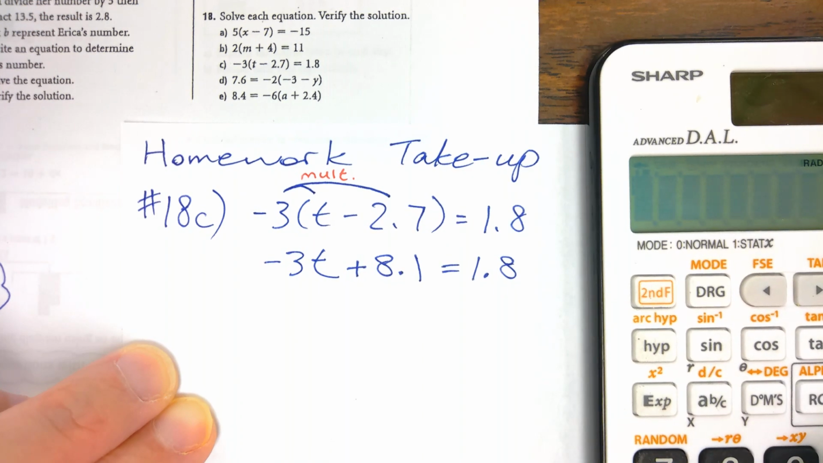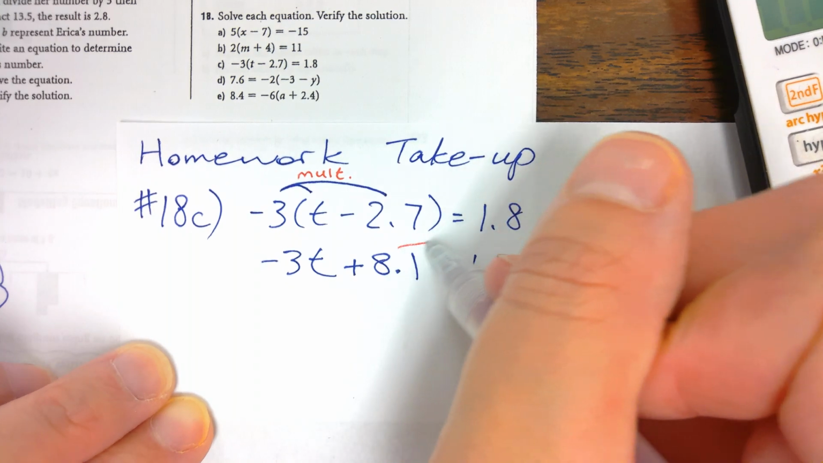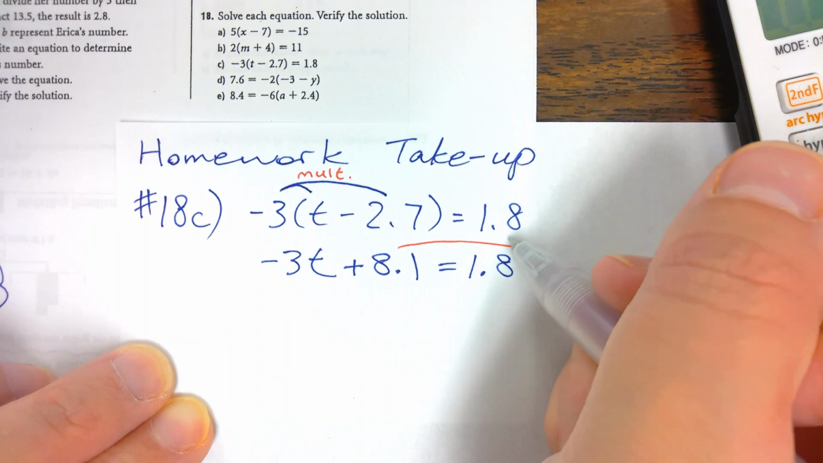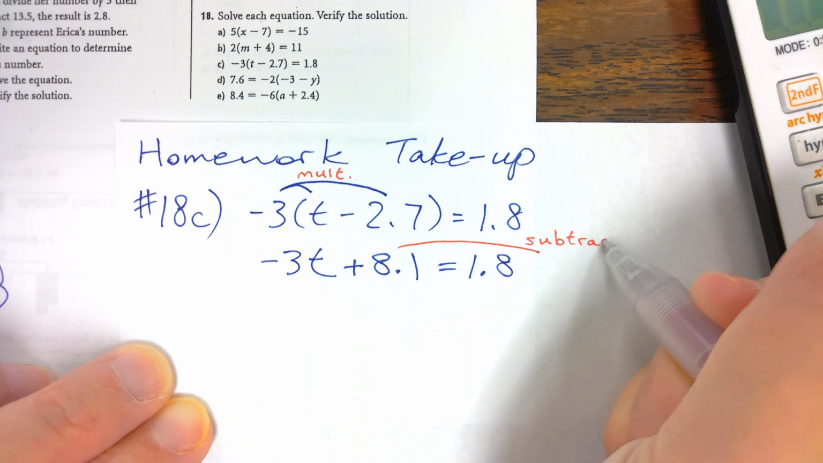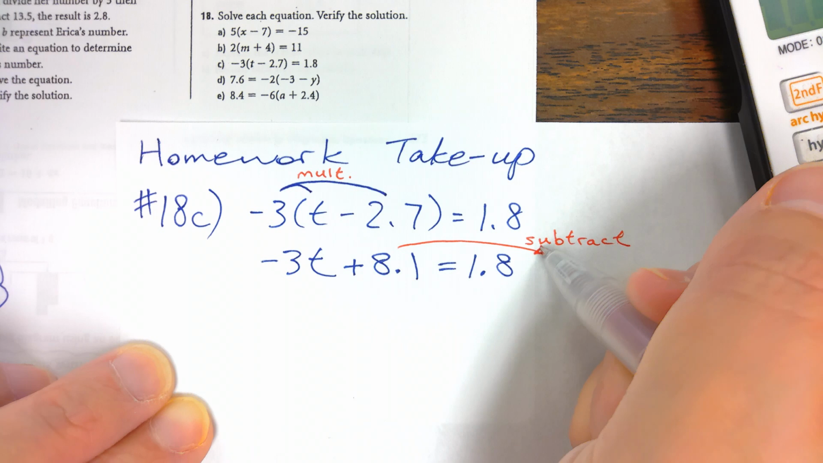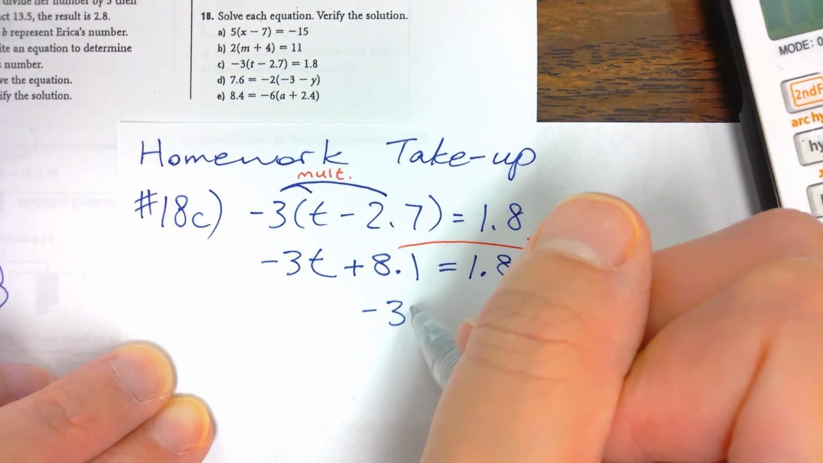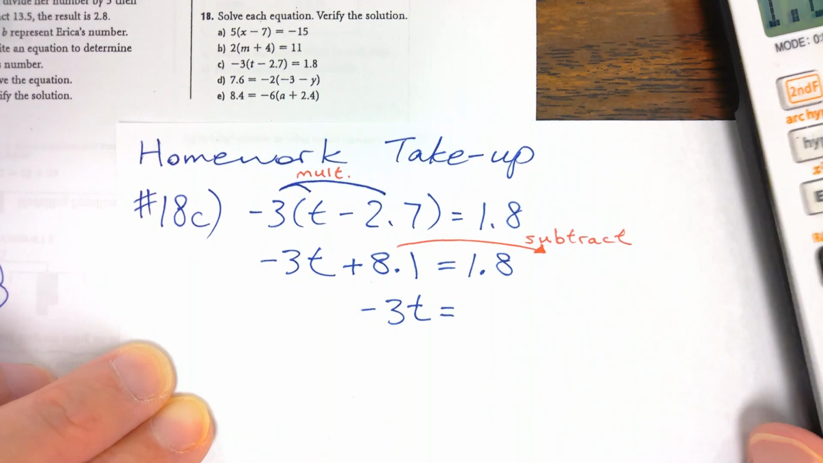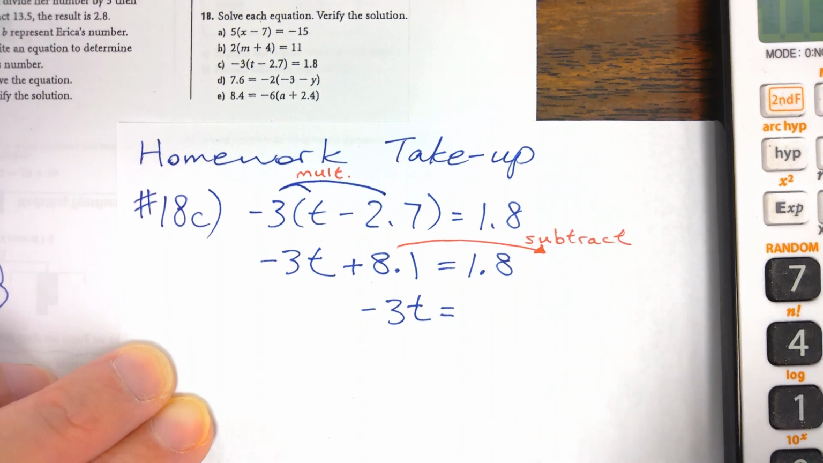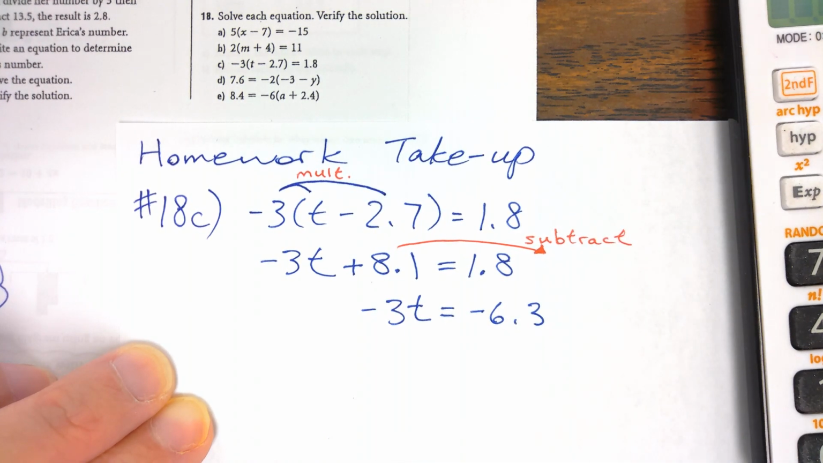So now I can move that 1.8 over by subtracting. Okay. So negative 3t equals 1.8 minus 8.1, because this is plus right here. So when I move it over, I do the opposite, which is minus. I get negative 6.3. Okay, this is the tricky part right here.